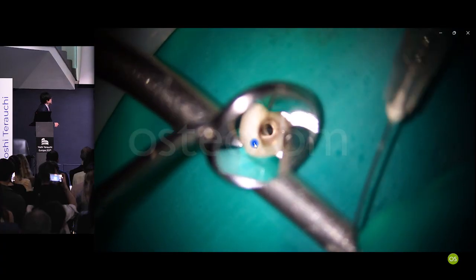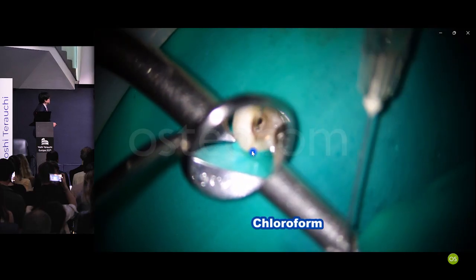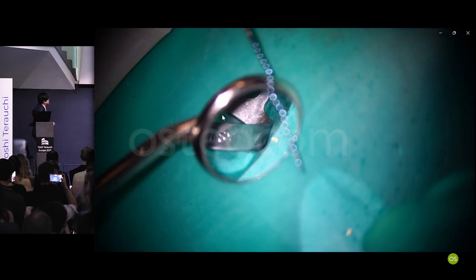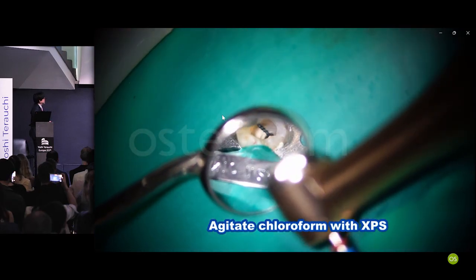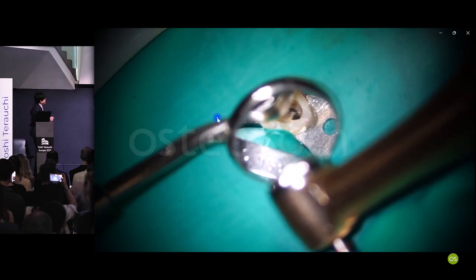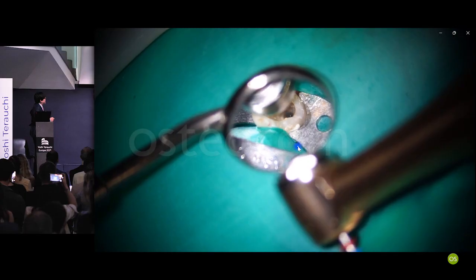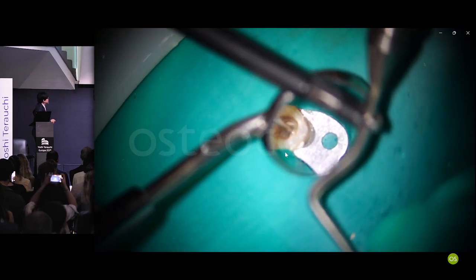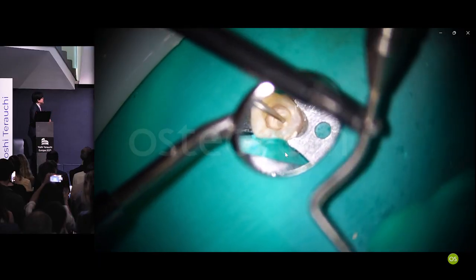If the gutta percha came out in one piece, it's good. But if not, it's still good. So I put chloroform. I know gutta percha remaining less than 3 millimeters. Chloroform has no color. But if you spin it, the chloroform turns to white, like this, meaning you still have gutta percha fillings inside the canal.